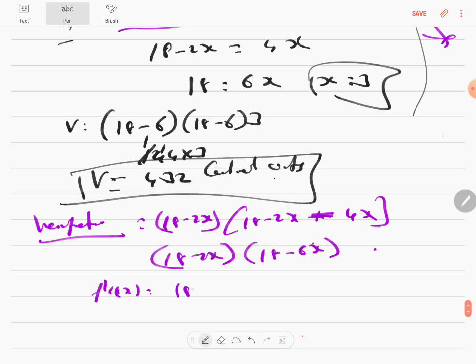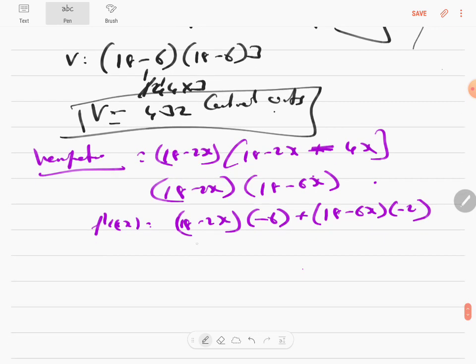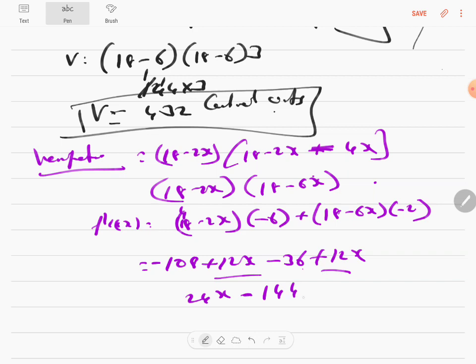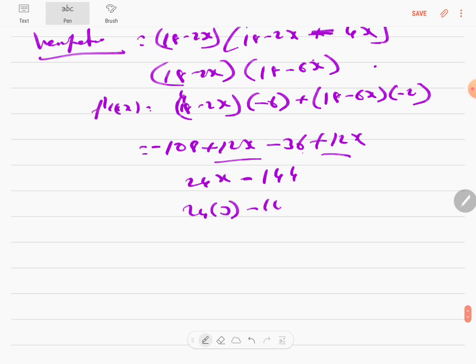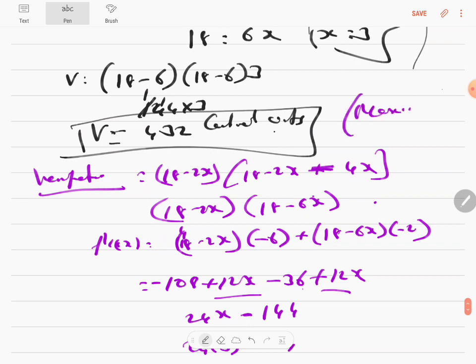Write the first as it is, differentiate the second which gives minus 6, plus write the second as it is, differentiate the first which gives minus 2. Bring it inside. 18 times 6 is 108, minus 36x plus 12x... which is 24x minus 144. What is x? x corresponds to, what did you get? 3. Substitute that here. 24 into 3 minus 144 shows that it's negative. So therefore, your value that you got is for maximum. How easy it is?